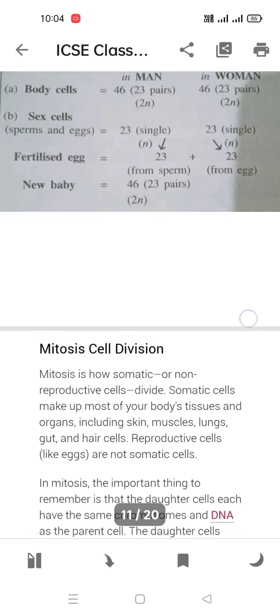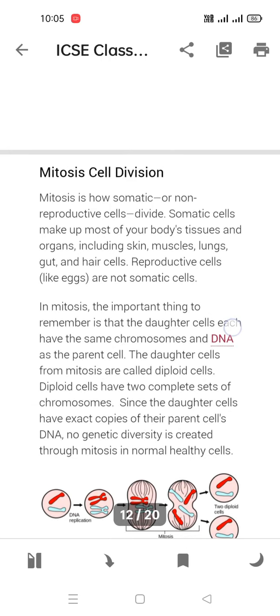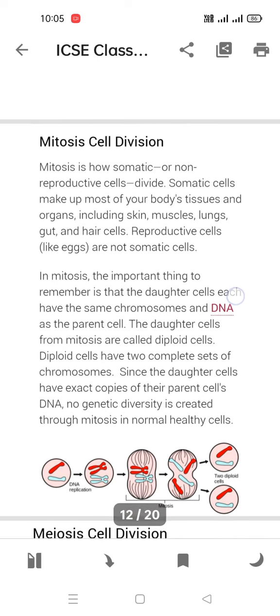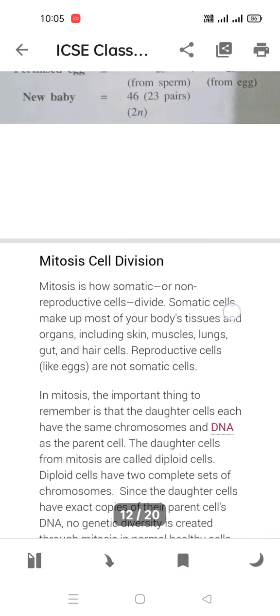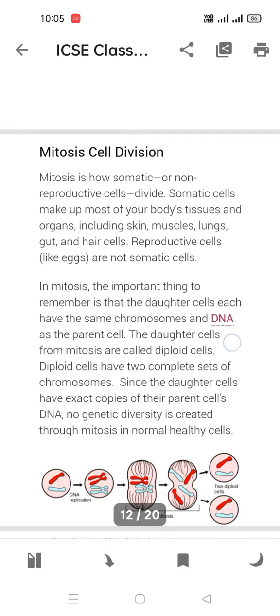Now, a very important topic: mitosis and meiosis, cell division. Let's see that first, then we'll see something else. So what is mitosis, cell division? Mitosis is the division of somatic or non-reproductive cells. Somatic refers to the body. The division occurs in the body.